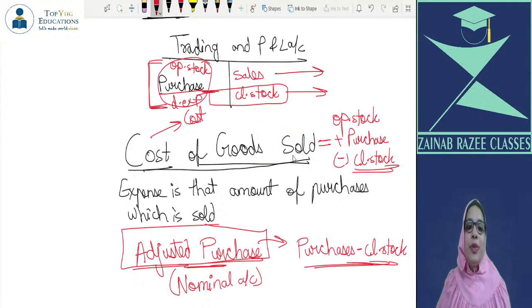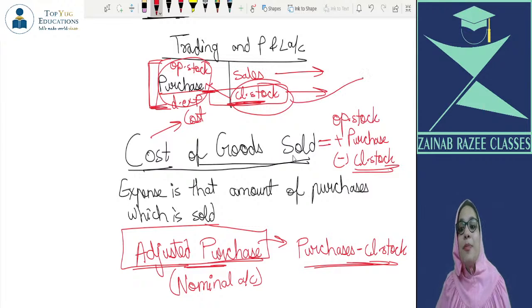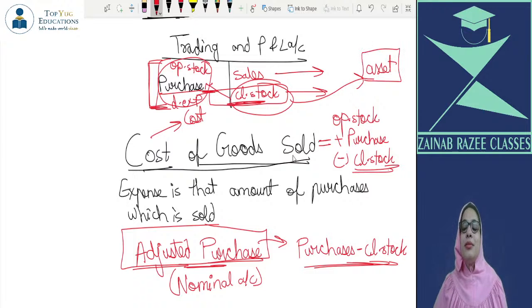So how do they show it? Opening stock plus purchase, and then closing stock comes on the credit side, or I can subtract it here. This closing stock is that part of purchases which is still left with me, and hence the closing stock is shown on the asset side. Am I clear? So that part of stock which is still left with me is a real account. It is shown on the asset side. I hope you can agree on that part.